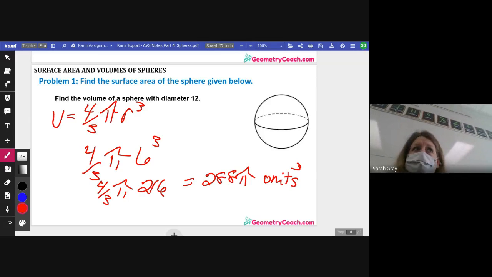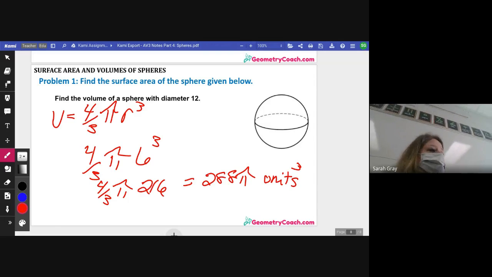So spheres are pretty easy because you've got to find one number and you plug it into a formula. There's not a whole lot to do. Just make sure you're picking the right formula. The volume had the radius cubed, and the surface area had the radius squared. Okay, questions or concerns before you start on your assignment?